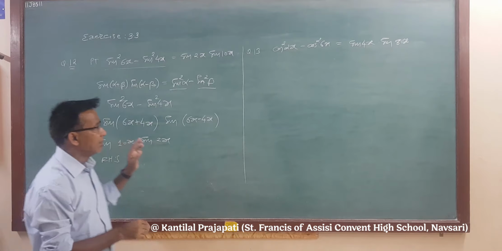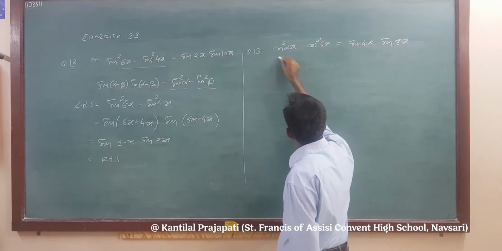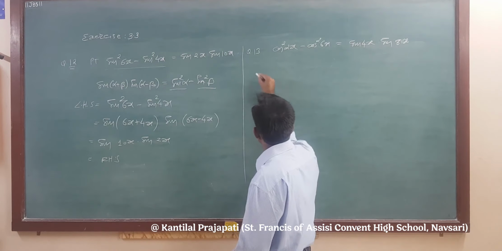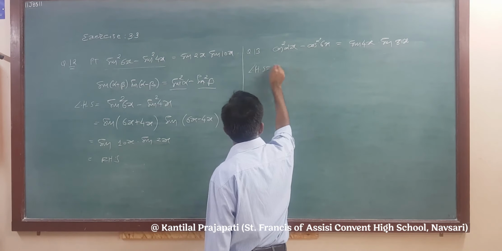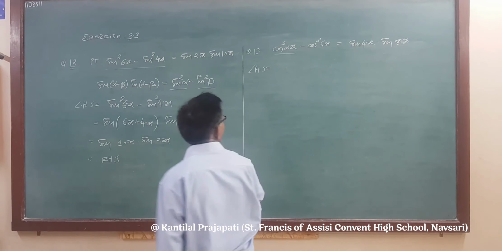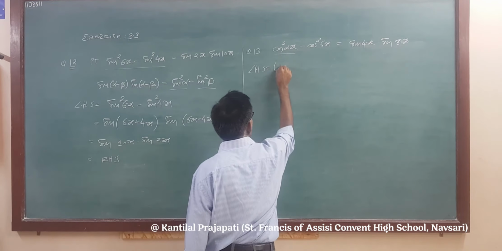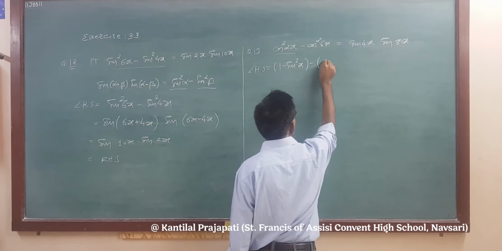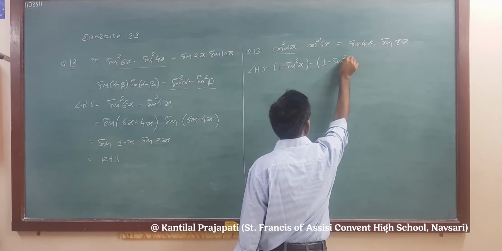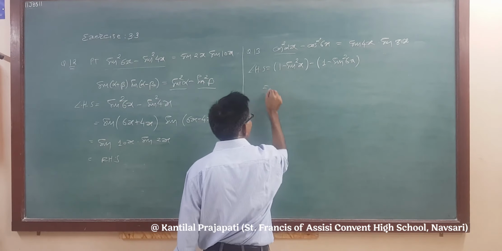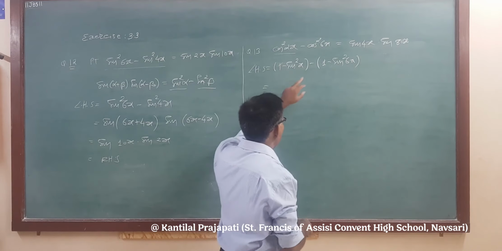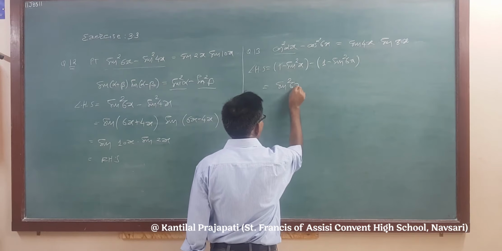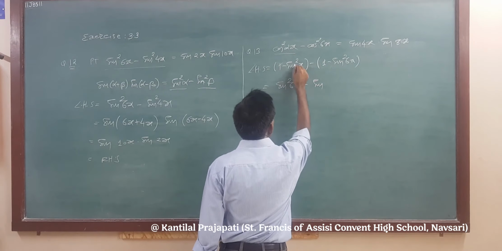Simple. Similarly here, but here cos square minus cos square is given. First we apply the identity to convert into sin in the LHS. What is here? Cos square 2x will be written as 1 minus sin square 2x, minus cos square 6x is 1 minus sin square 6x. Simplify. This 1 cancels, and minus minus is plus here. First we write sin square 6x minus sin square 2x.